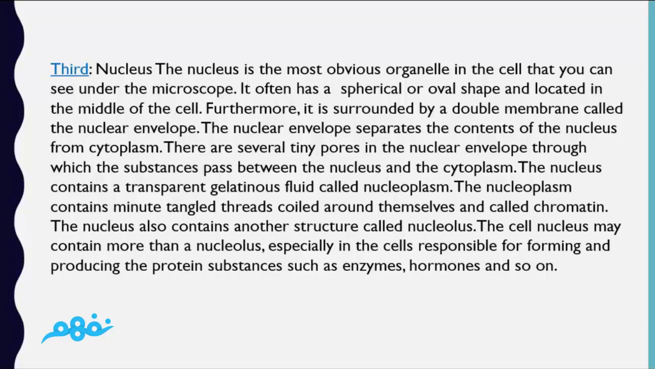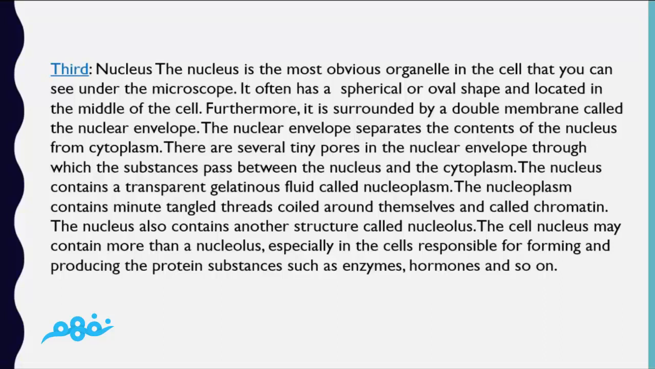Furthermore, it's surrounded by a double membrane called the nuclear envelope, which separates the contents of the nucleus from the cytoplasm. There are several tiny pores in the nuclear envelope through which substances pass between the nucleus and the cytoplasm. The nucleus contains a transparent gelatinous fluid called nucleoplasm.